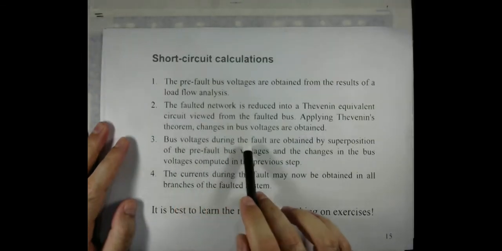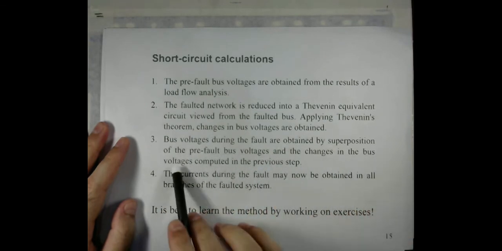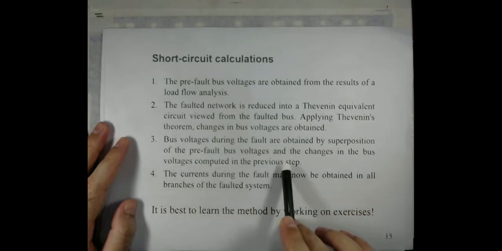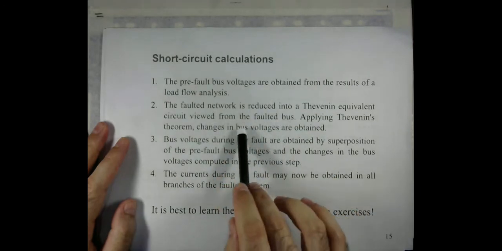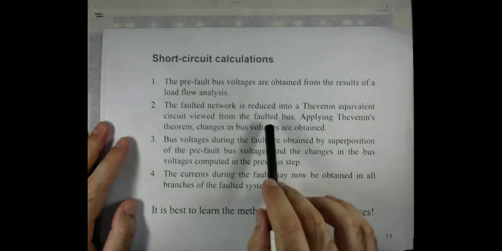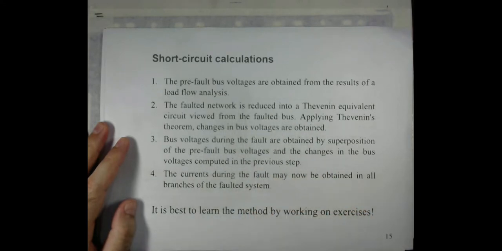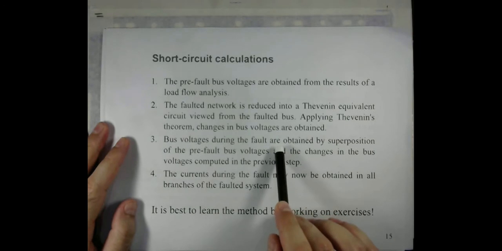So bus voltages during the fault are obtained by superposition of the pre-fault bus voltages and the changes in the bus voltages computed in the previous step. So one has to get the Thevenin equivalent network, and that needs to be solved, getting all the parameters of interest and then adding them to the voltages before the fault.